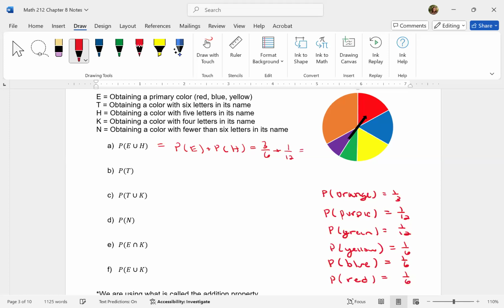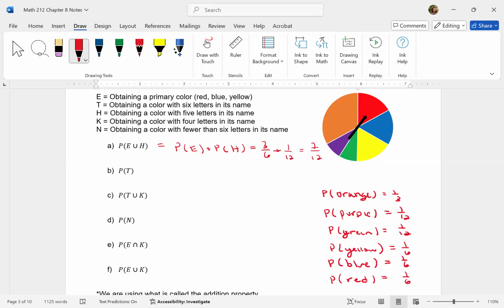So when you add 3/6 plus 1/12, that gives us 7/12 using a common denominator. So E and H are disjoint. They don't have anything in common.